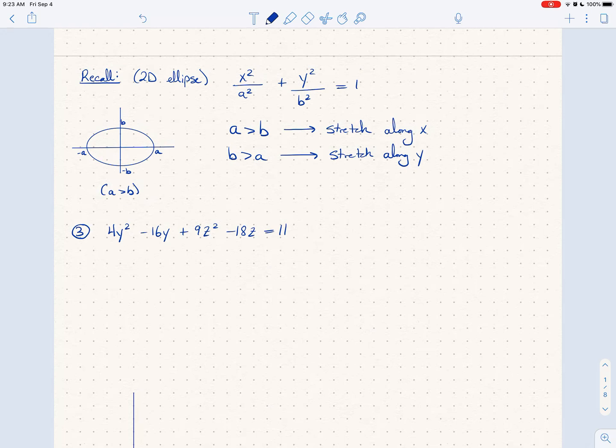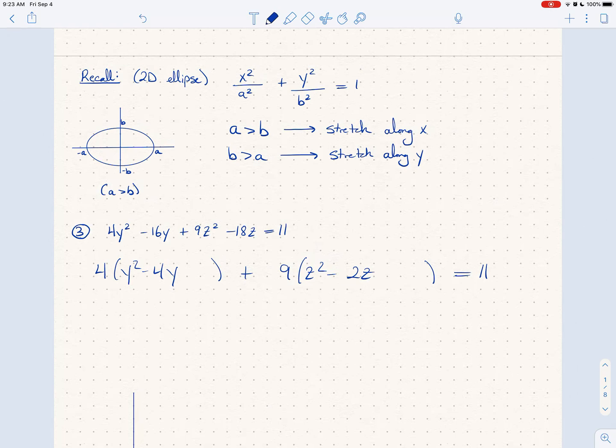So I want to put this in standard form, which means I need to complete the square. I'm going to group the y's and the z's, and factor out what I can. So I'm going to have 4y squared minus 4y, leave a space, plus 9 times z squared minus 2z, leave a space, equals 11.